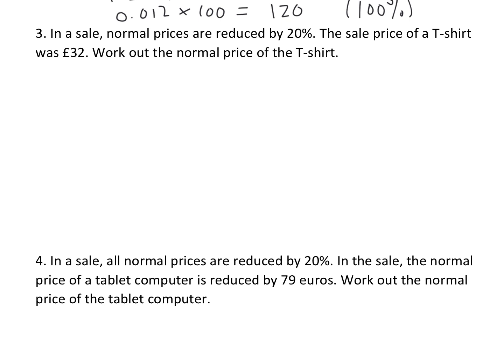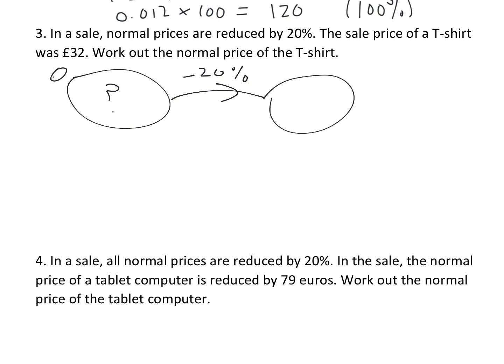Number 3. In a sale, normal prices are reduced by 20%. The sale price of a t-shirt was £32. Work out the normal price of the t-shirt. So the normal price, or the original price, we'll take that to be what we're trying to work out. So that's the old, or the original, or the normal. There's a sale with 20% off, and we get the new price, the sale price. We know the sale price is £32.